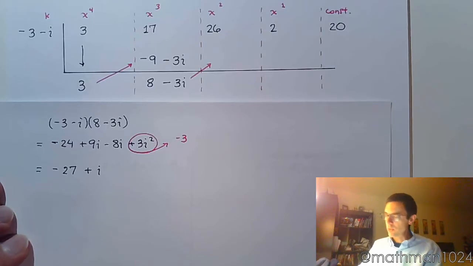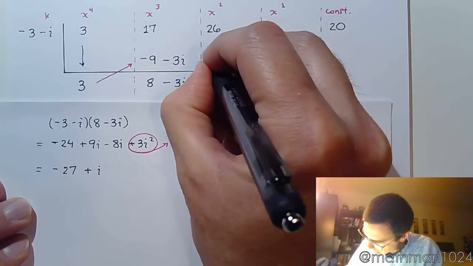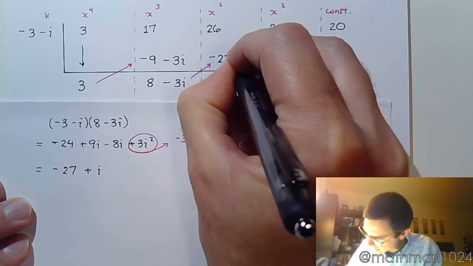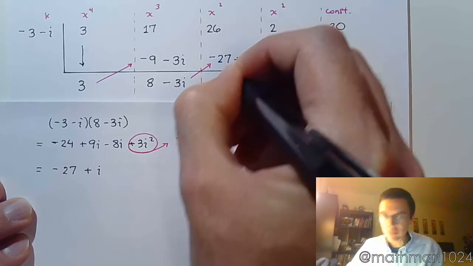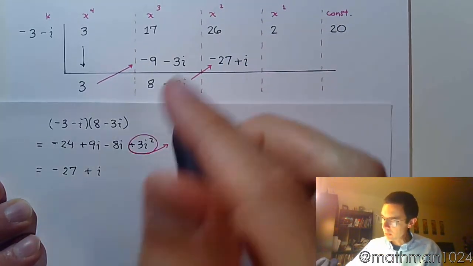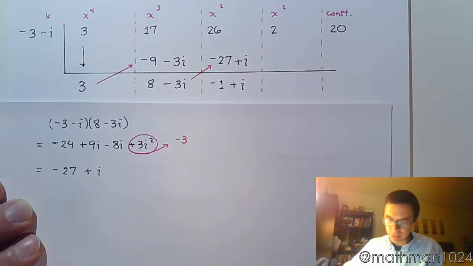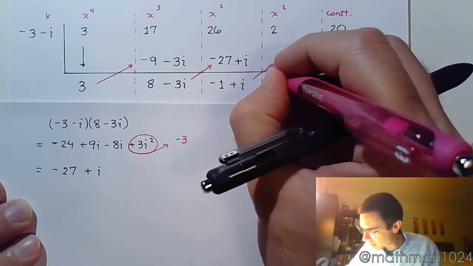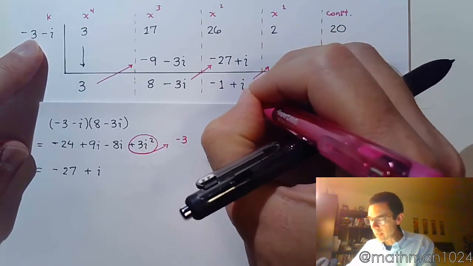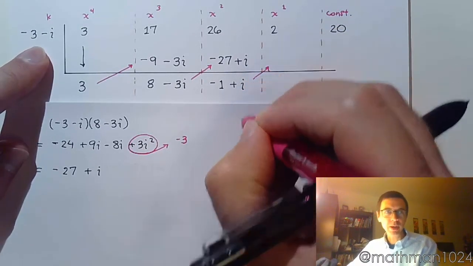Alright, and so now that's what goes up here. So negative 27 plus I. Combine these guys, we have negative 1 plus I, and then we have to do the same thing. Okay, we have to multiply negative 1 plus I times negative 3 minus I.